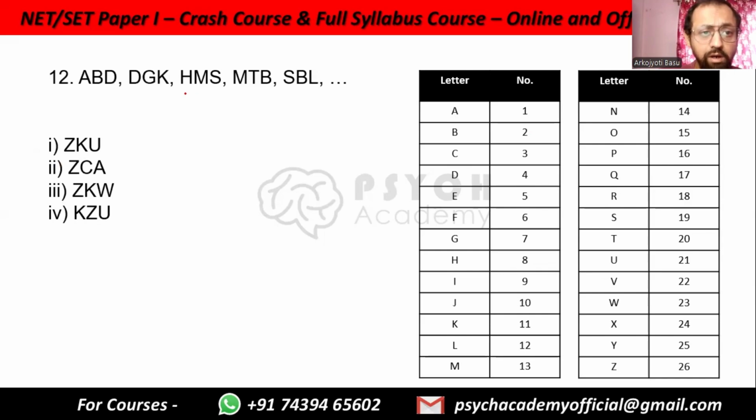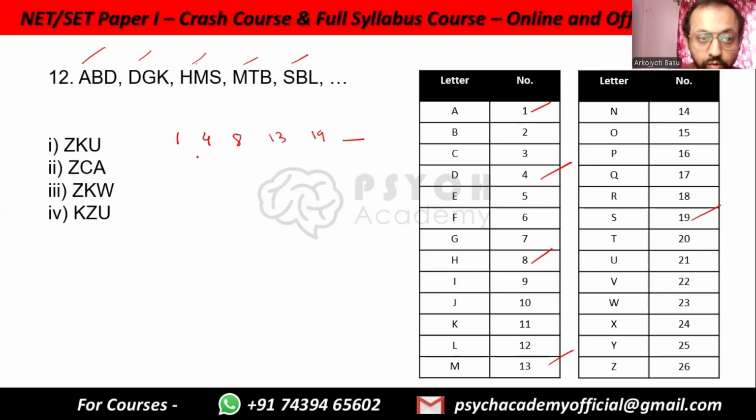Okay, this should be again very similar things. Okay, A, D, H, M, S. Let's see. A is 1, D is 4, H is 8, M is 13, S is 19. So let's write them down. Let's see what happens. 1, 4, 8, 13, 19. And here we have the gap.